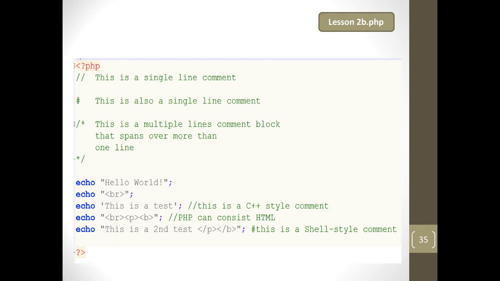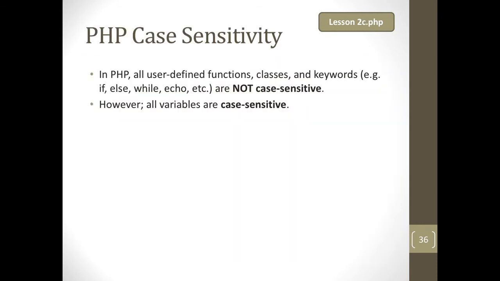Right. The next slide, if you're looking into PHP programming, is about case sensitivity. Normally, all programming languages are case sensitive, right? But in PHP, all user-defined functions, classes, and keywords are not case sensitive, but variables are case sensitive. You see, for functions, classes, and keywords, you will find that. However, all variables are case sensitive. This applies to, I think, all programming languages.